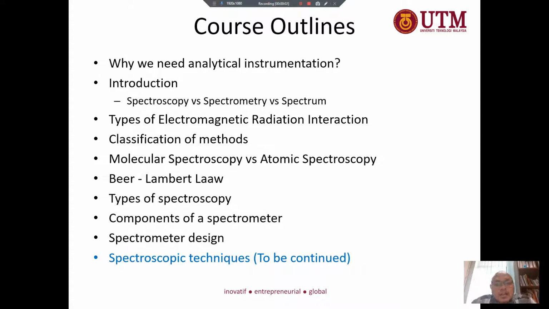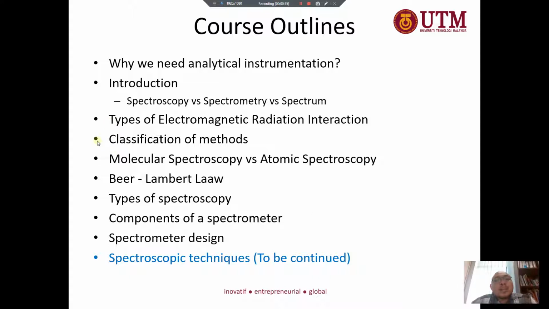Okay, here is the course outline of the study. First thing first, I will describe the importance of why we need analytical instrumentation. It's not just based on spectroscopy, but all the instruments that we will learn in this course, including chromatography and, for example, microscopy. And then only will we go directly into the spectroscopy topic. In the introduction, we will learn the differences between the terms spectroscopy, spectrometry, and spectrum.